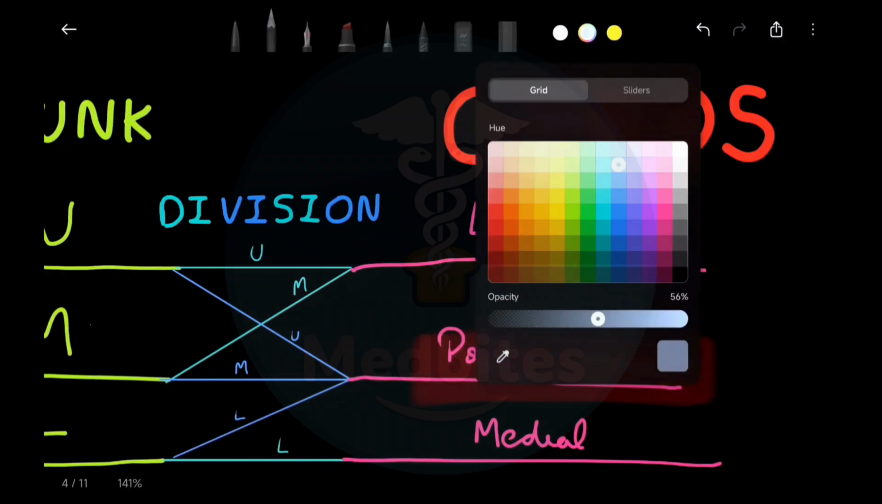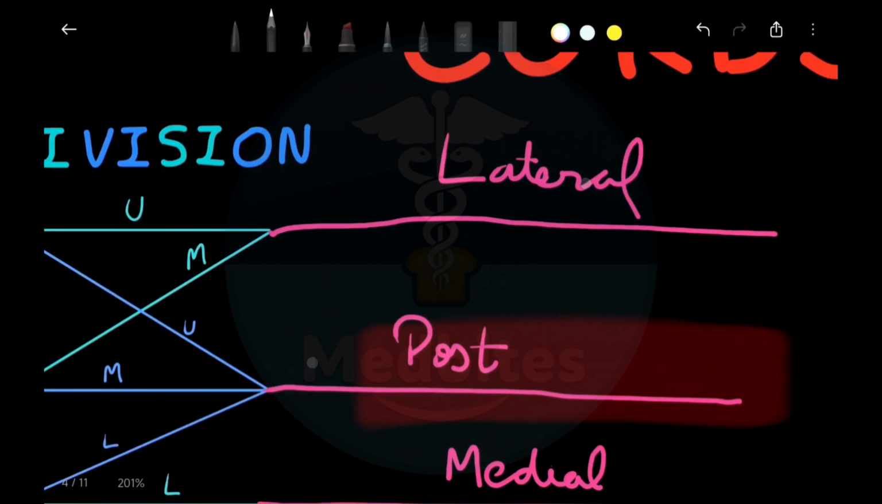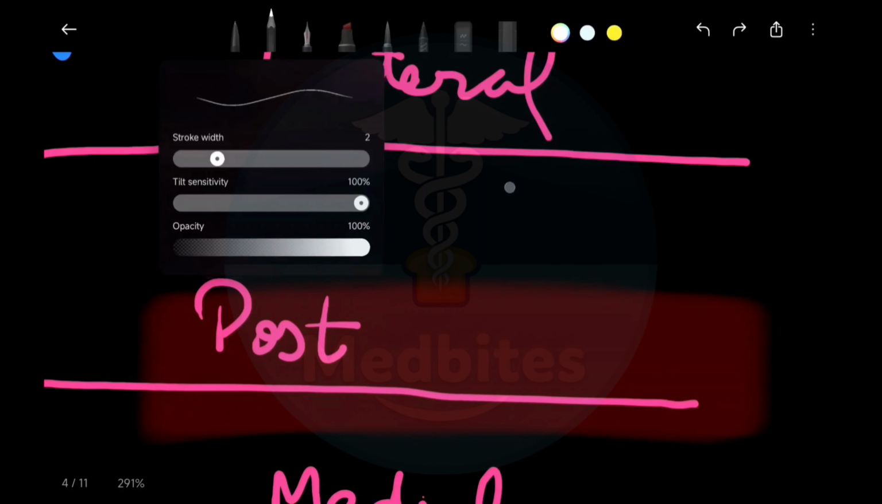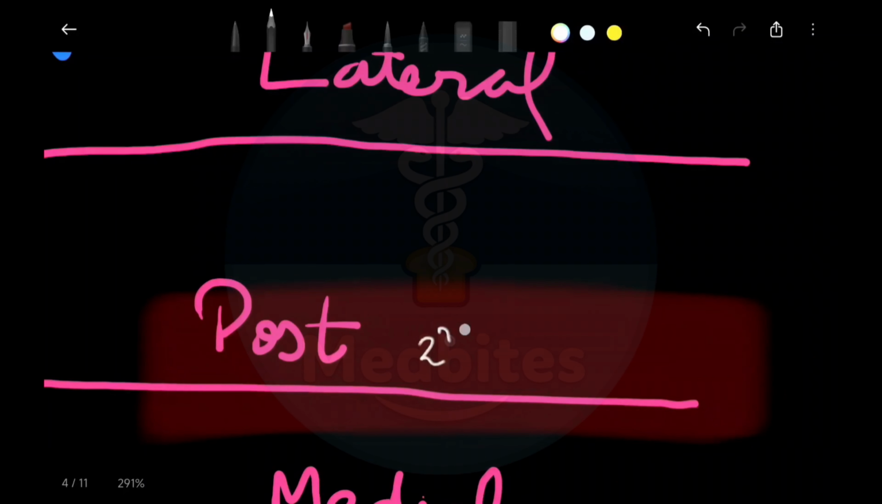And this over here is the second part of the axillary artery.